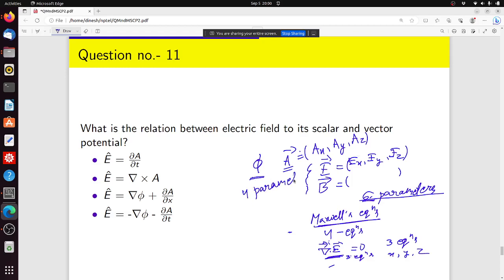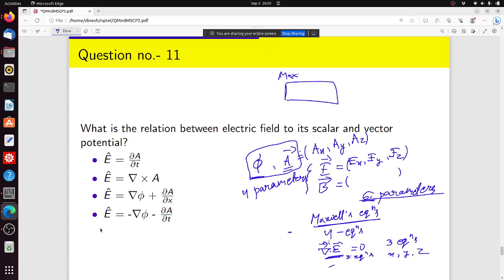If you study quantum mechanics further, you will find this formalism has some benefits. If we change the parameters to this potential form, then we can write the 4 Maxwell equations into one simple equation, one compact form of Maxwell's equations. So you will learn this later.